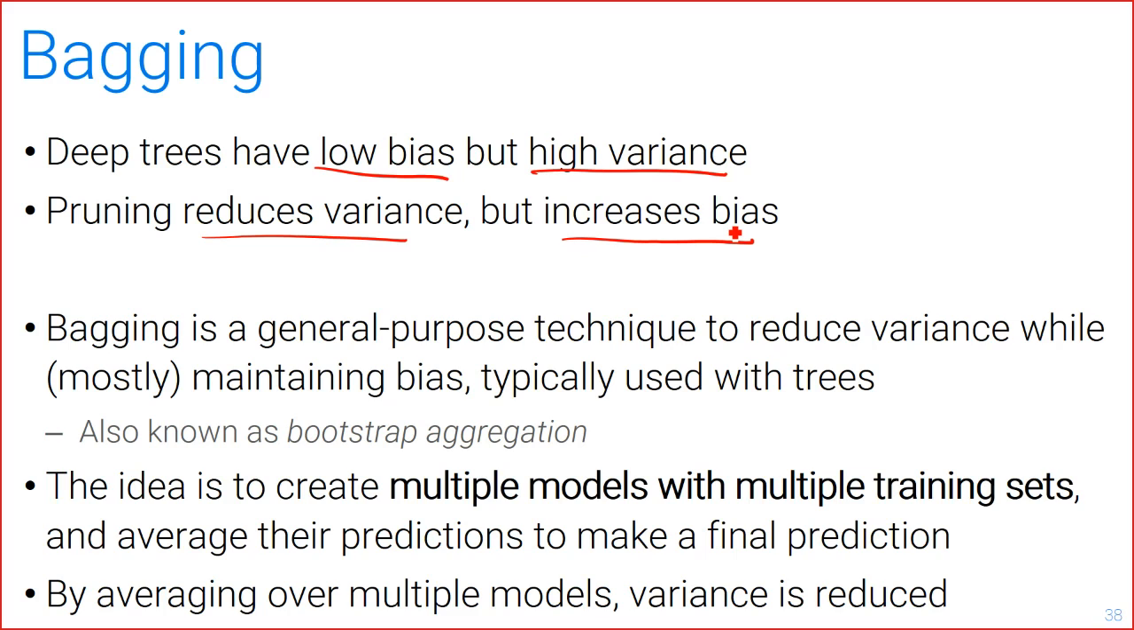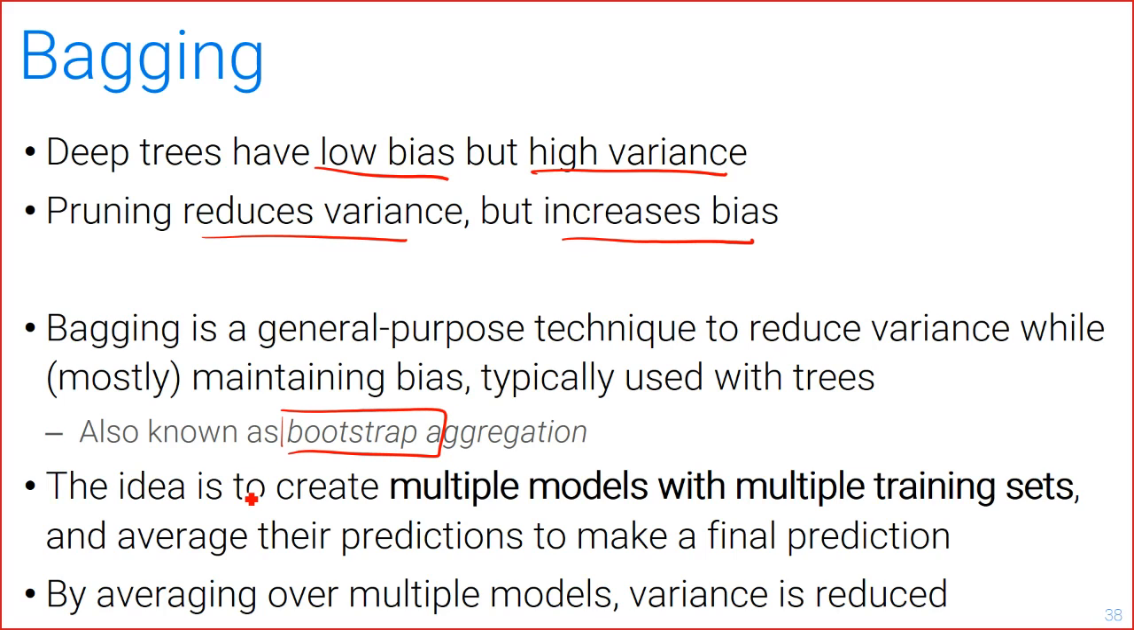Is there any way of reducing the variance while maintaining the same bias? And the answer is yes, it's bagging. Bagging is a general purpose technique. It's not only applied to trees, you can apply it to some other classifiers. But it came out because of trees. So the thing is that it's going to reduce variance, maintaining the bias more or less. And by the way, this is also called bootstrap aggregation.